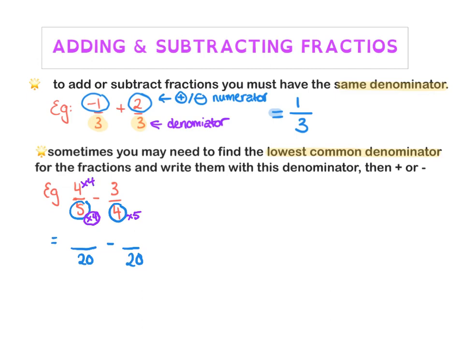Because I timesed that 5 by 4, I've got to times that top number by 4. So 4 times 4 would be 16. And for the other one, I had to times it by 5 to get this 4 to 20, so I'm going to times this 3 by 5 as well, which would be 15. That's finding equivalent fractions, they're called. But now they have the same denominator, I can simply work on adding, or in this case, subtracting the numerators. So 16 minus 15 is 1, so it becomes 1 over 20.